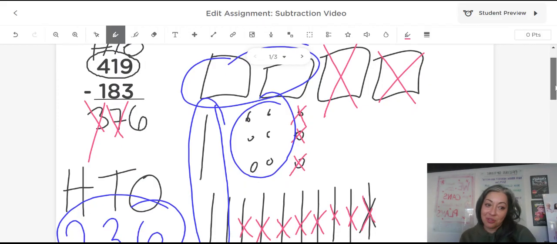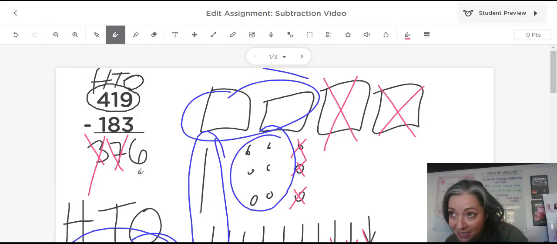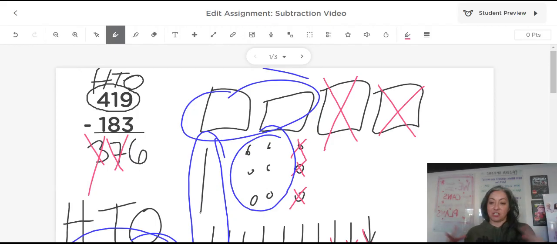So I know that they're going to do a really good job of this. I just want to show you 2 strategies that you can use. If you see this happening, then we're going to just go back and work on it, make sure it's hands-on, make sure that students have a really good understanding of place value before we get to the next lesson. So that is it. Can't wait to see how they do with subtraction.